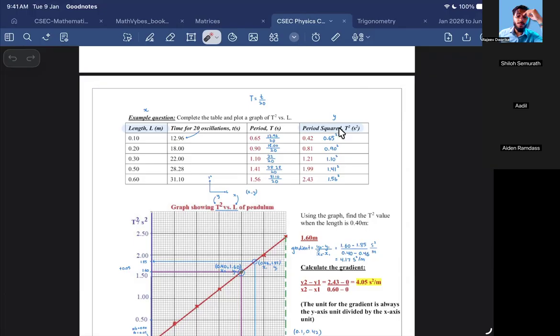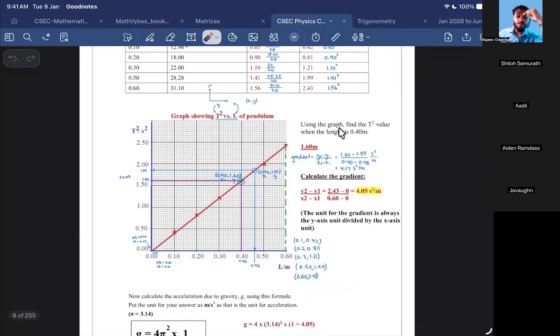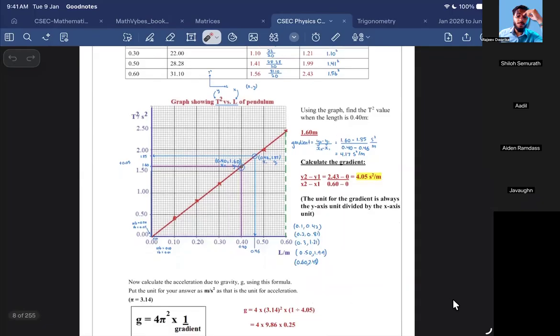Whichever one is mentioned first, that's going to go on the y-axis. Whichever one is mentioned second, that's going to go on the x-axis. When you're calculating gradient, you need to take 2 points that are on your graph.